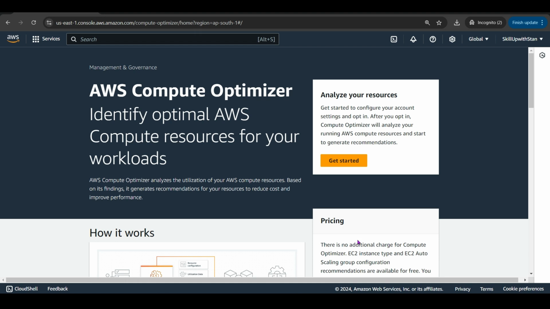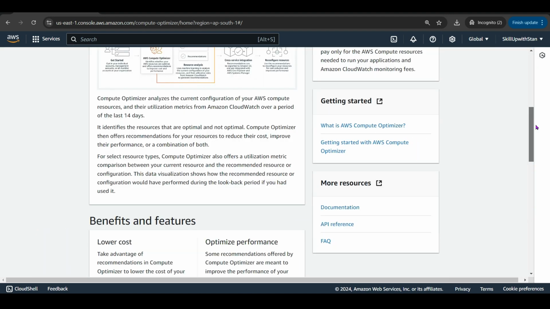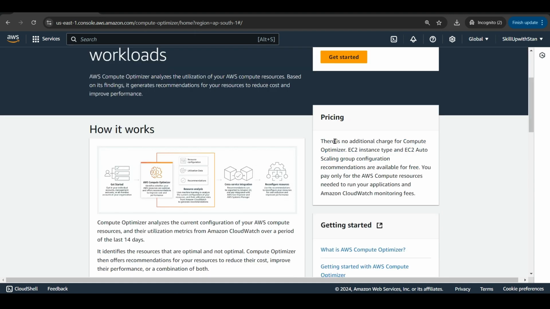Oh, okay, it says there is no additional charge for Compute Optimizer. So the recommendations look like they're free now. Earlier it used to be a little chargeable, but now it looks like it is completely free of cost. And again, it needs a minimum of 14 days of utilization or monitoring. Only then will it start providing the recommendation.